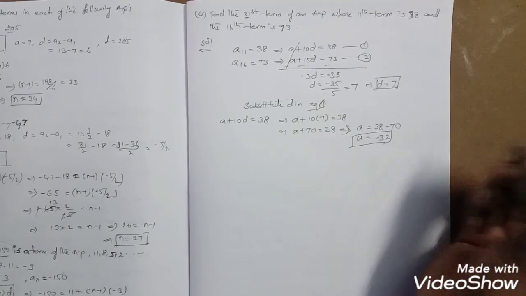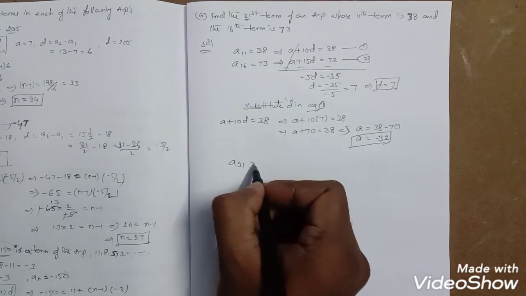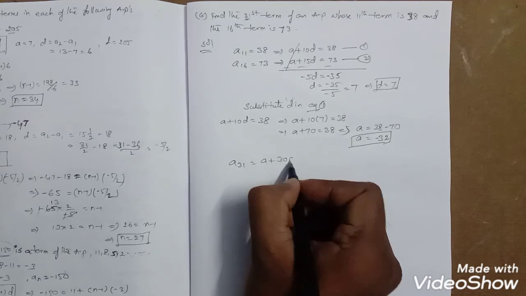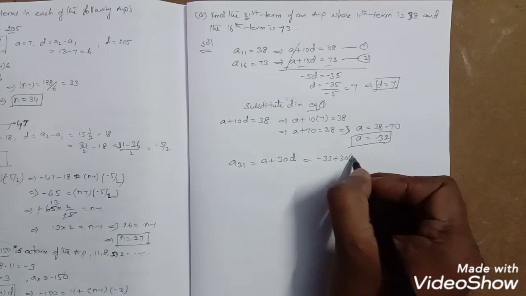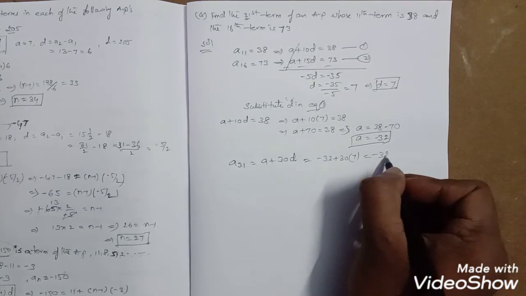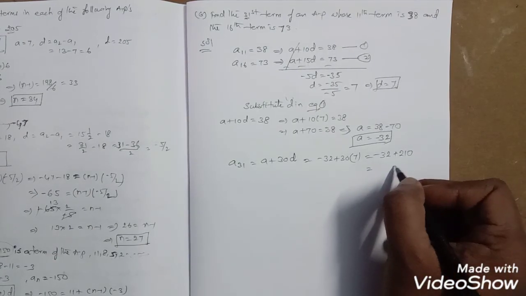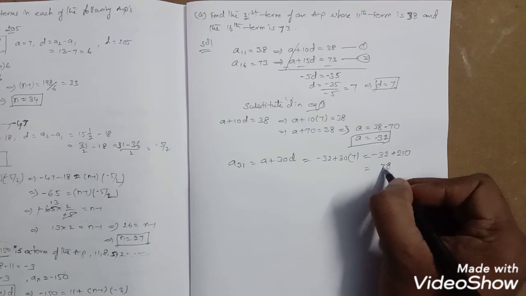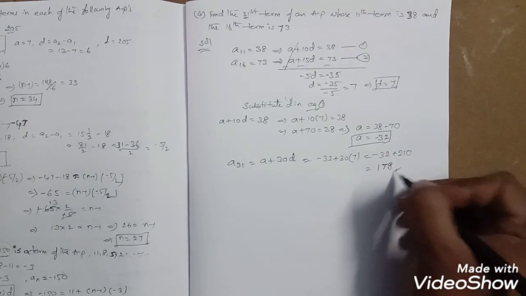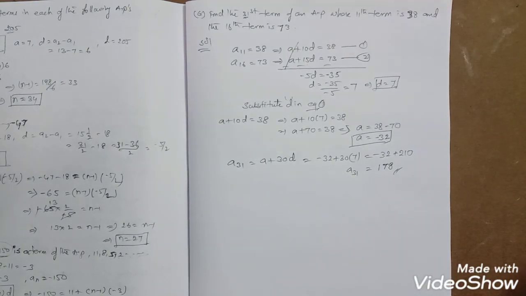After getting the value of A, you have to find the 31st term. The 31st term, that is A31, is equal to A plus 30D. Now the A value is given as minus 32 plus 30 into the D value, which is 7. Here minus 32 plus 210. Now subtract: 210 minus 32 is 178. So the 31st term you are getting is 178.